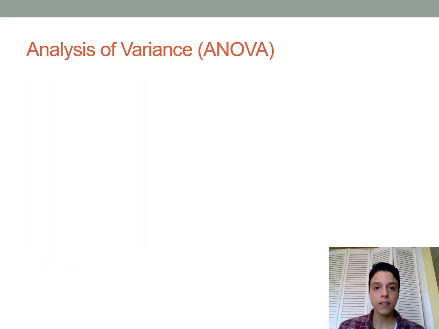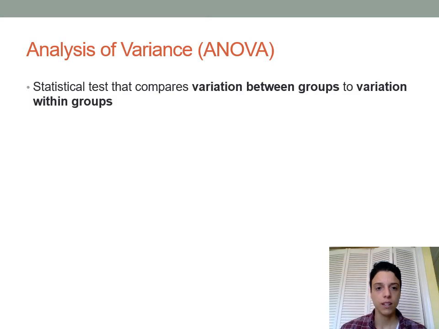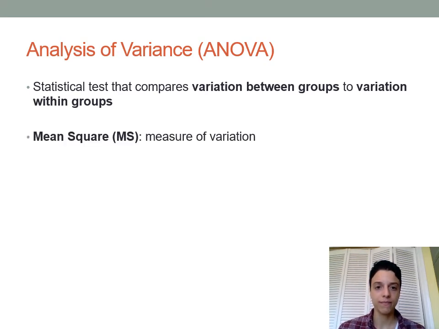Okay, so now I'm going to talk through some of the components of an ANOVA test. Specifically, an ANOVA test is a test that compares variation between groups to variation within groups. And we do that using something called mean square. And a mean square is just a measure of how variable something is. So measures of variation, as we talked about at the beginning of the semester, talk about how spread out observations are or how close they are together.